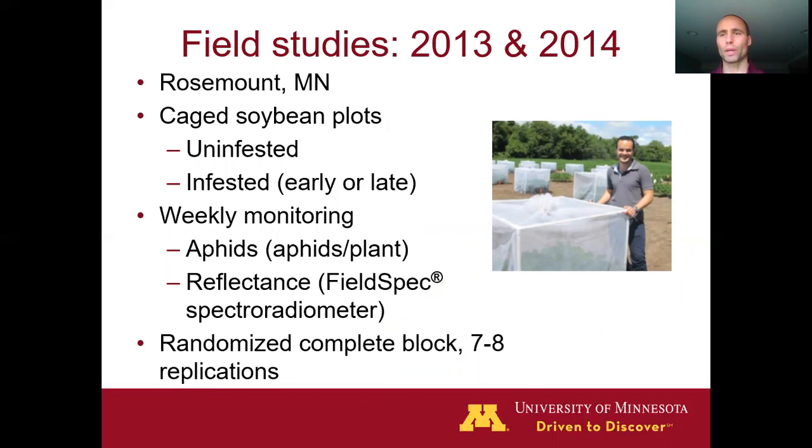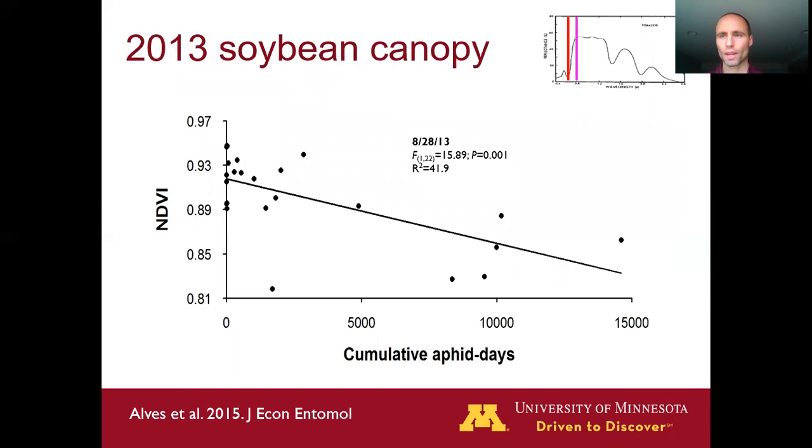We came back on a weekly basis through the growing season and estimated the number of aphids per plant and took these spectral reflectance measurements. From that, we were able to document that soybean aphid did indeed affect the spectral reflectance of the soybean canopy.